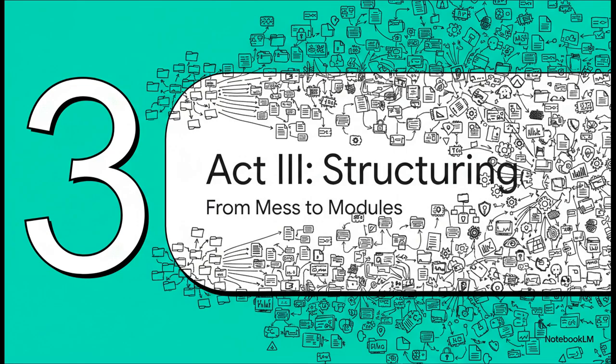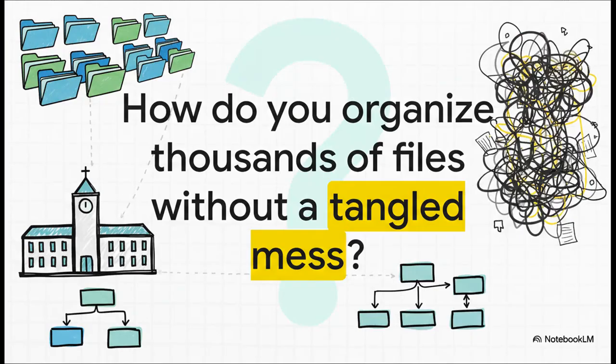What happens when your project just explodes from a dozen files to hundreds, maybe even thousands? Well, that brings us to Act 3, structuring for scale. Just think about it. Imagine you're building a system for a huge university. You can't just throw thousands of files into one folder. It'd be an absolute nightmare, right? A tangled mess you could never navigate. So, how do you do it?